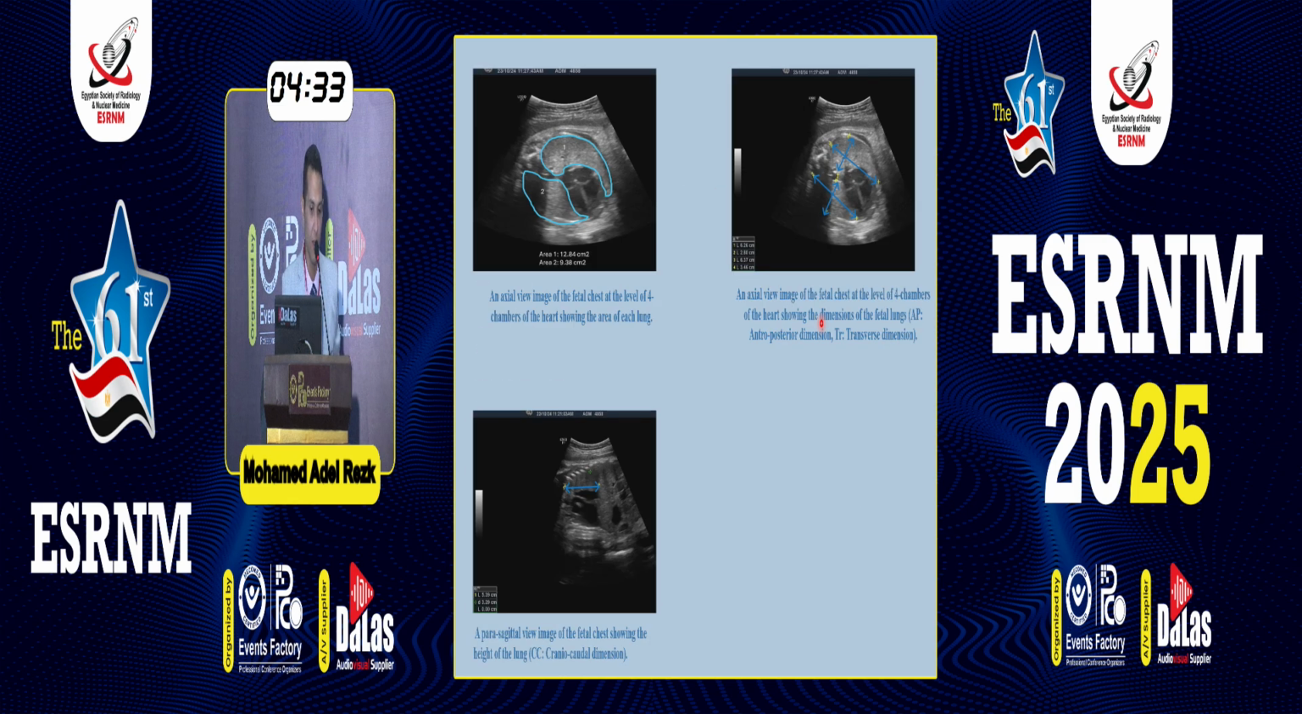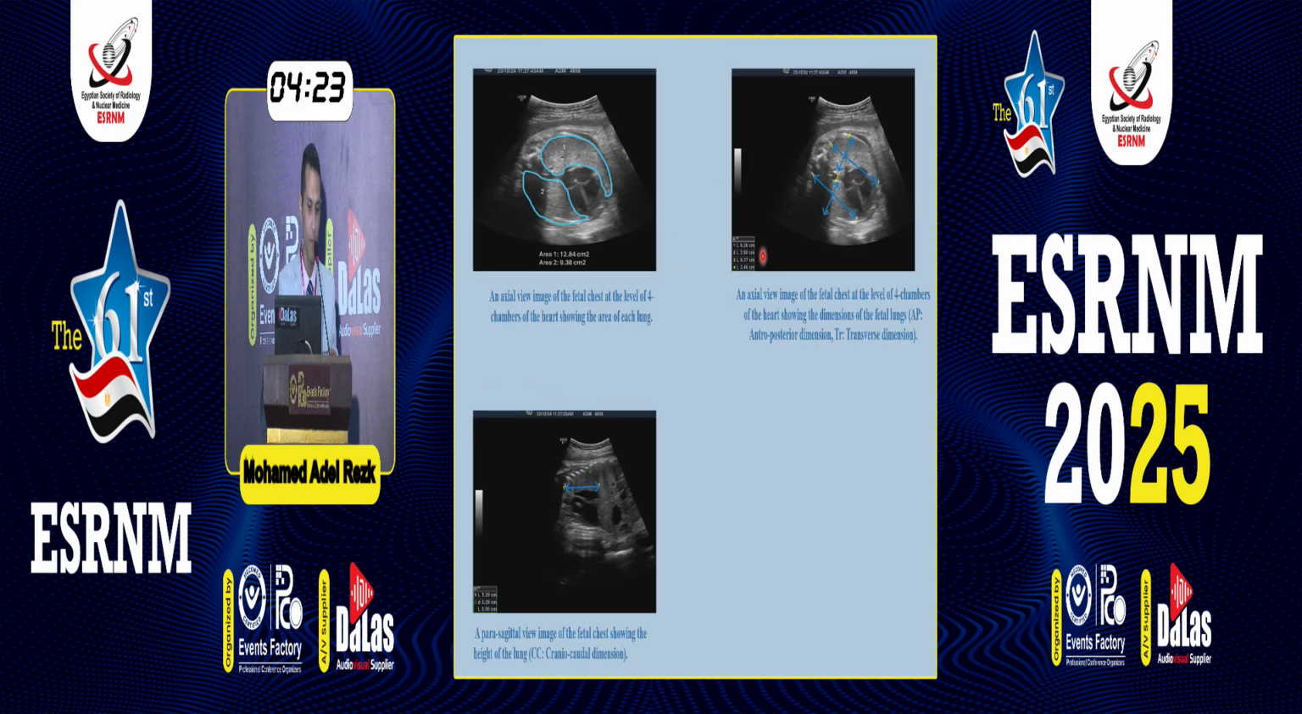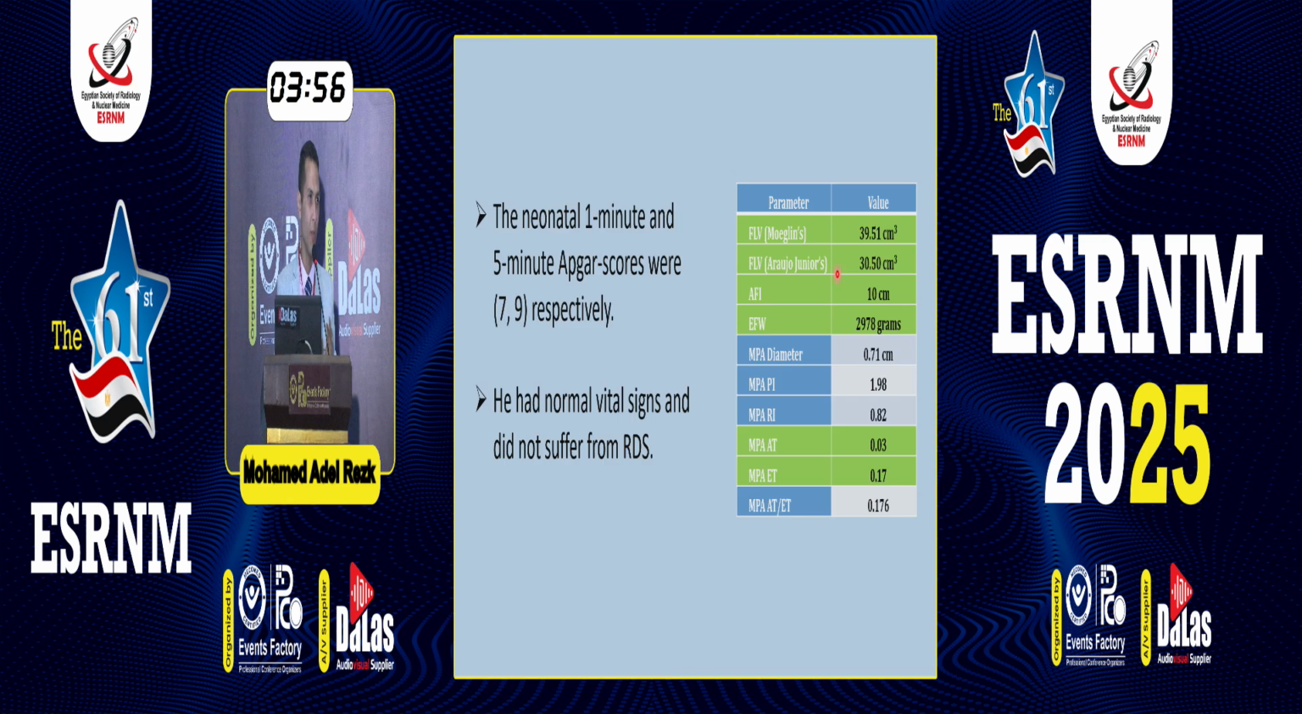So for some case presentations, this was a 38 weeks gestational age pregnant female. She didn't receive any form of corticosteroids and had a normal vaginal delivery. Those are the views which I explained before for the measurements of the fetal lung measurements. This is the Doppler images, and the Doppler indices are measured. So we have here the ejection time, acceleration time, and we trace the peak of the systole and the diastole to get the PI and the RI. This was a completely normal patient.